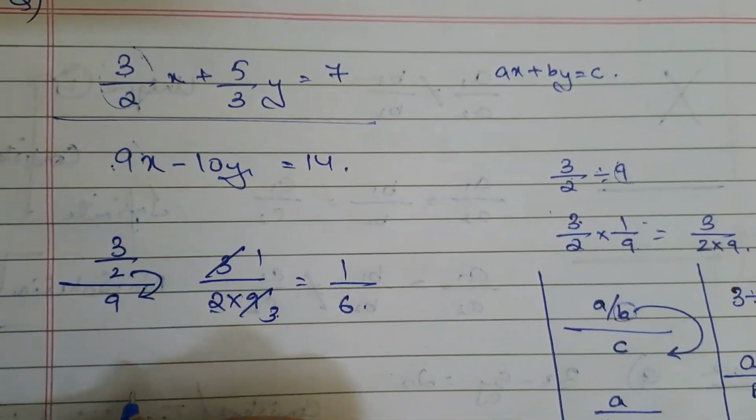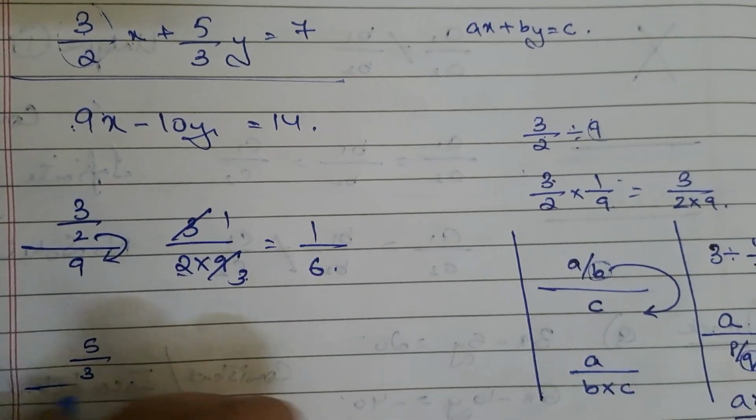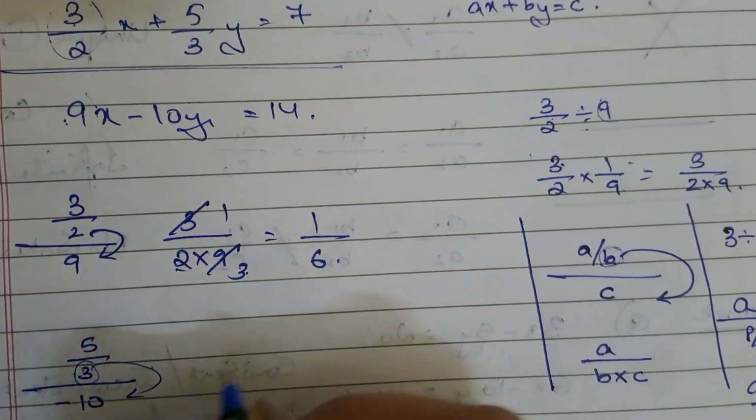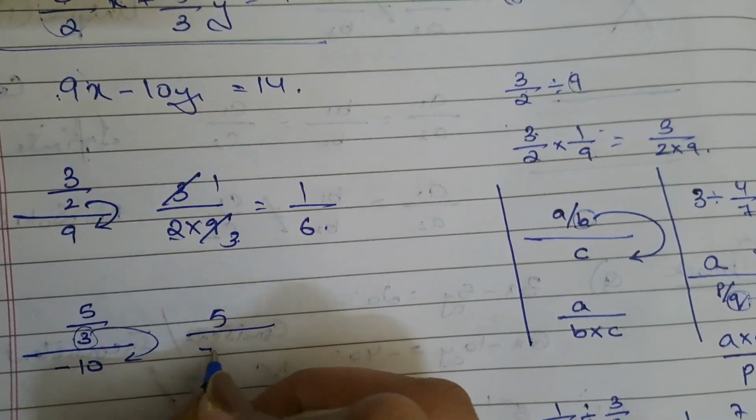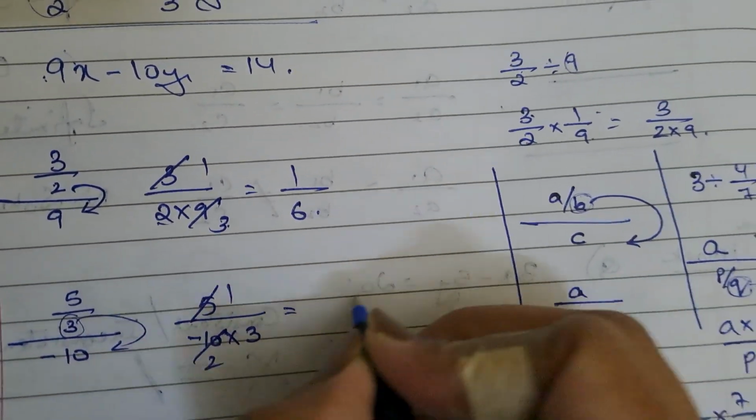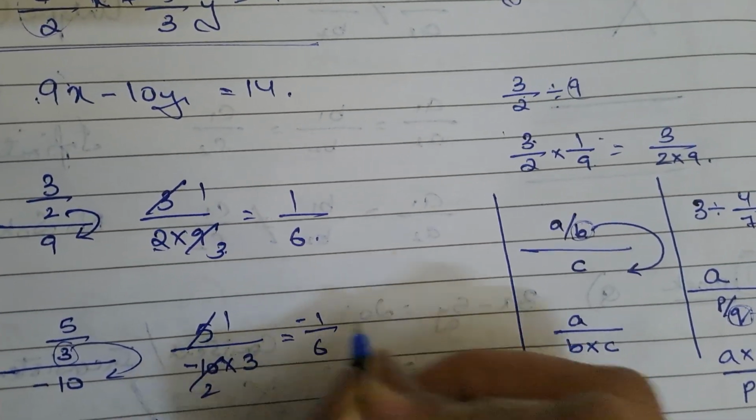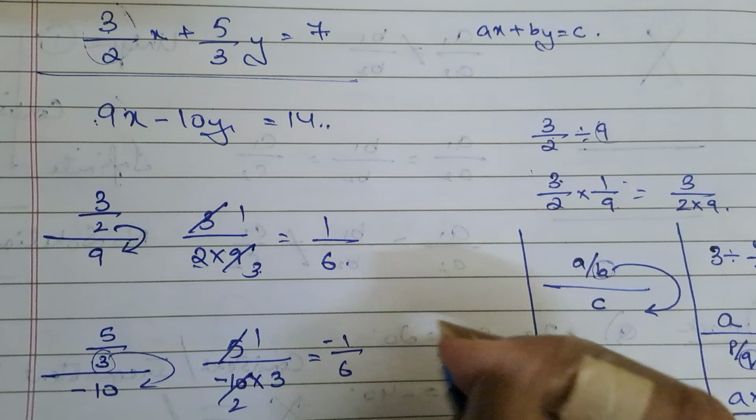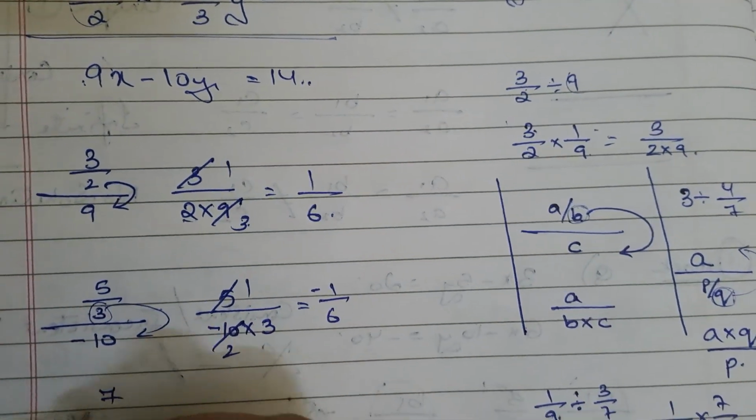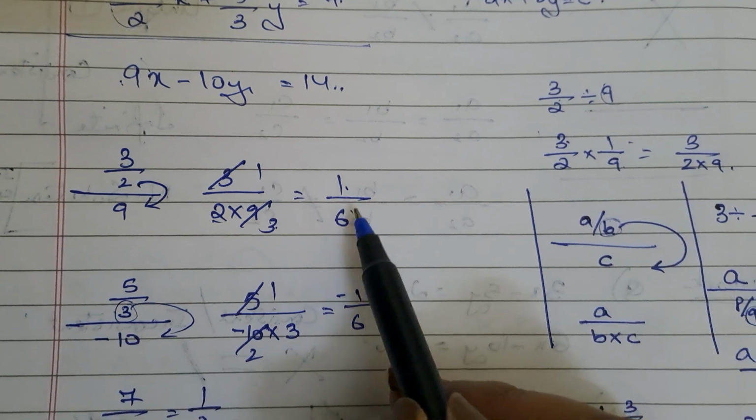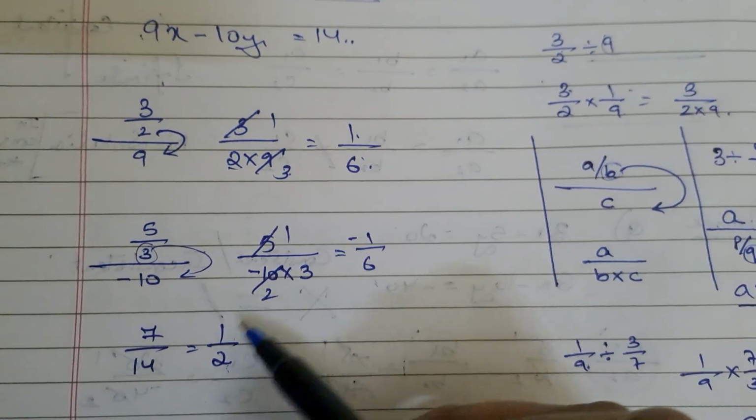Likewise 5 by 3 upon minus 10 I have. So this is the baby denominator. It has to go down, so that becomes 5 upon minus 10 times 3, which is equal to 5 ones are 5, 2 threes are 6, so it is minus 1 by 6 is what I have here. Then c1 by c2 is 7 upon 14, which is equal to 1 upon 2. But if you see, it is 1 by 6, minus 1 by 6 and 1 by 2. None of them are equal.